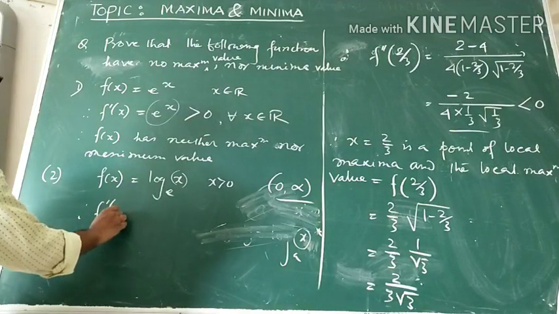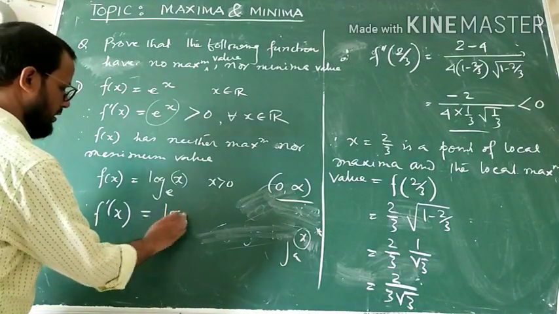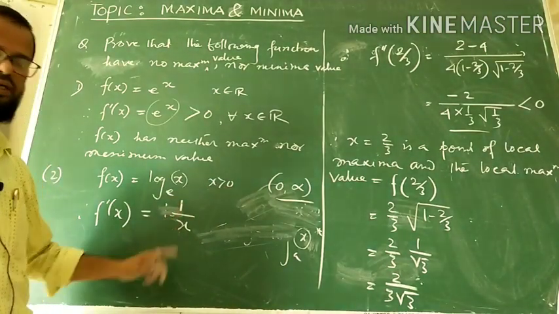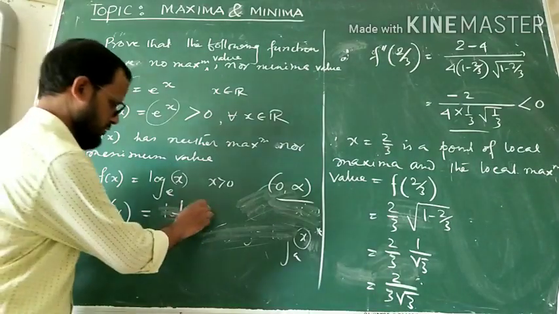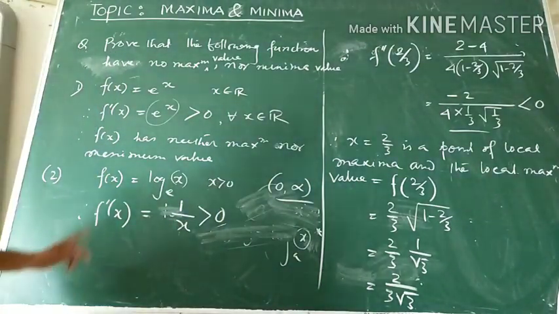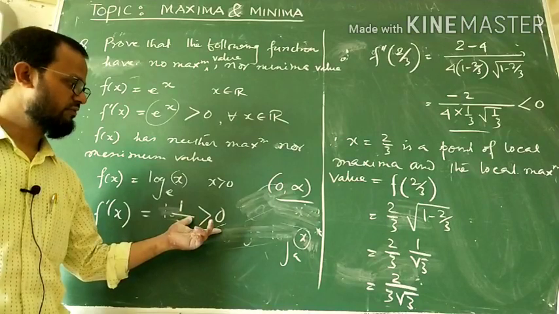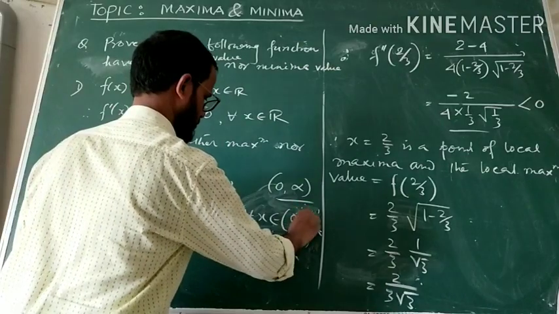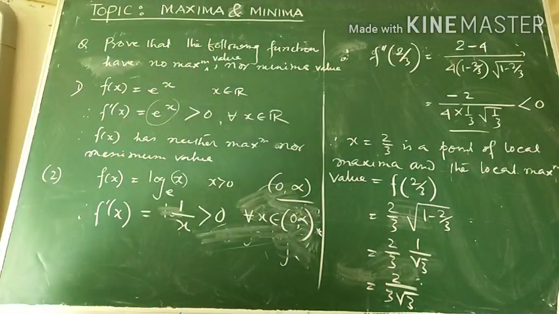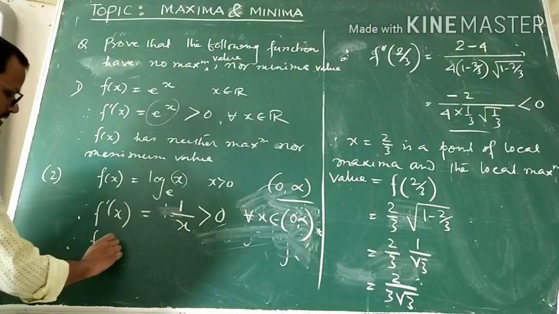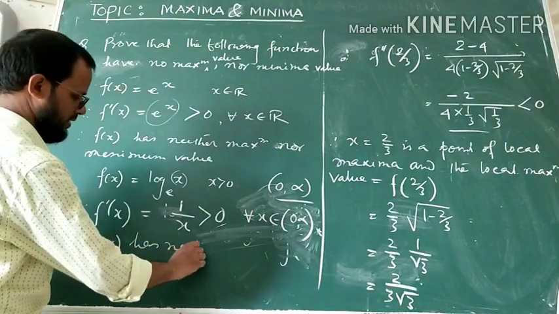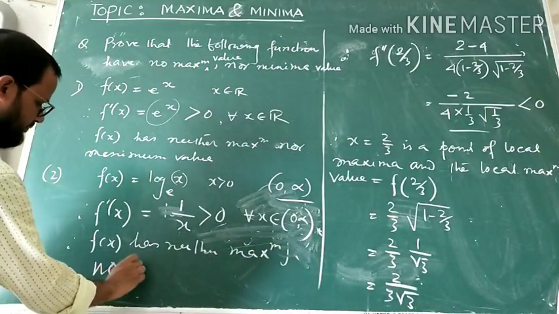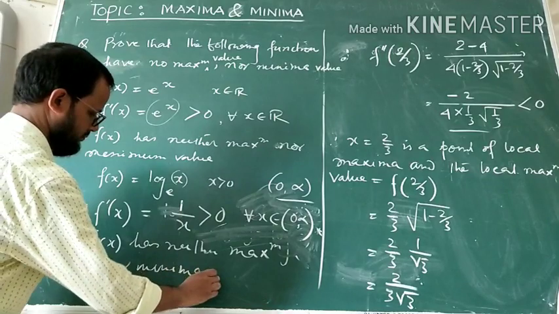Then what is f dash x? F dash x is equal to, the derivative of log is 1 by x. Since x is positive, 1 by x is also positive. That means f dash x never becomes 0 for all x belonging to 0 to infinity. Finally, fx has neither maxima nor minima value.